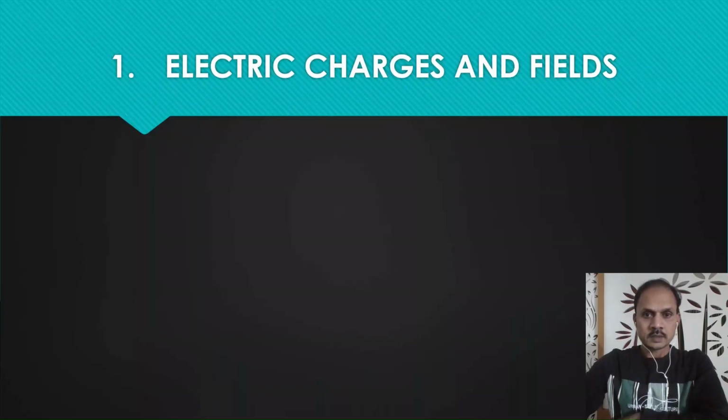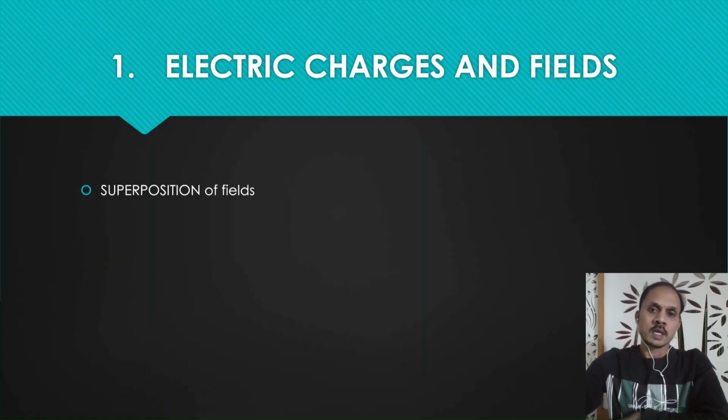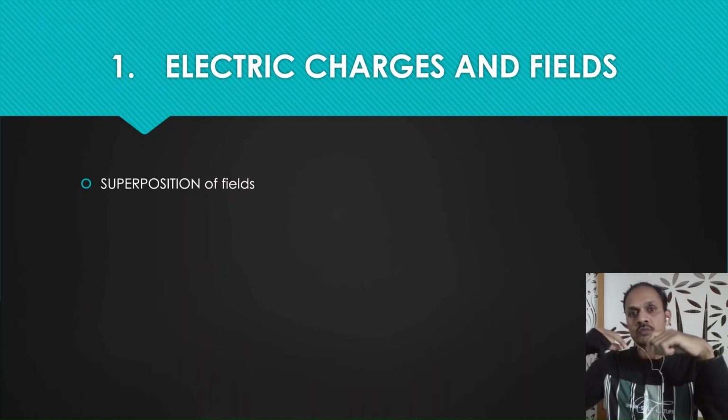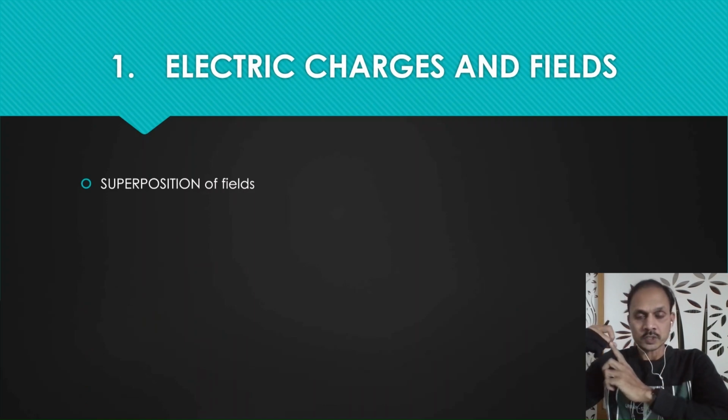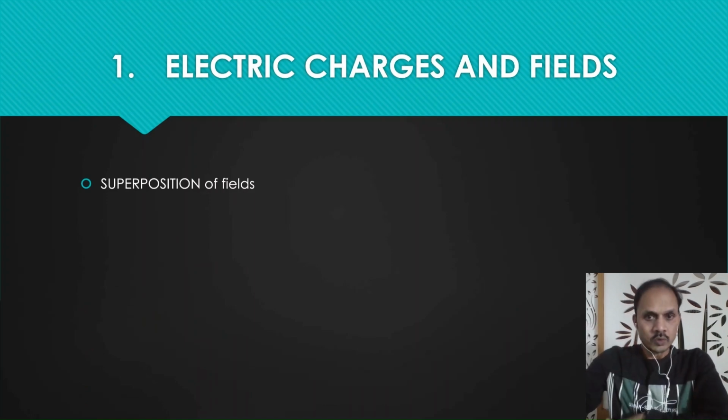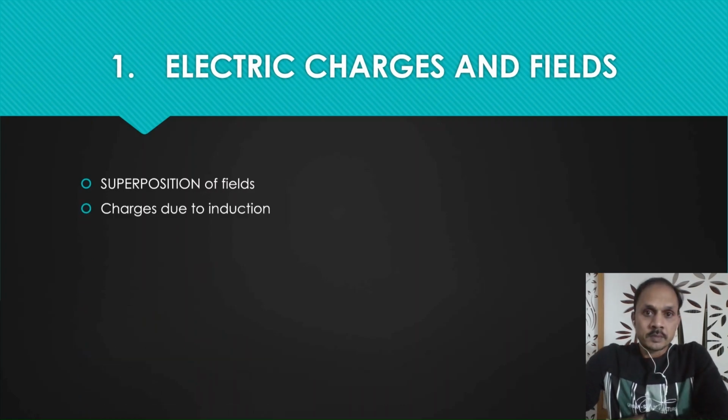So let us start from the first chapter, electric charges and fields. And what are the topics in this for numericals? First one, superposition. Like different charges at four corners of a square, find the field at the center of the square, or find the field at one corner of the square. Followed by charging by induction, like concentric spheres, finding induced charge on each of them. These type of questions.